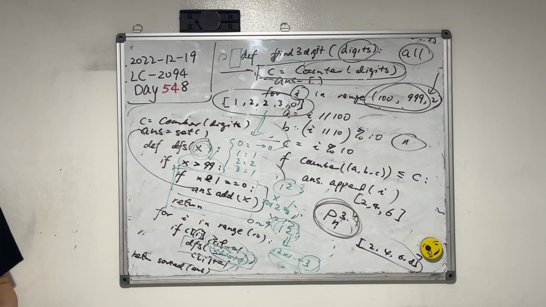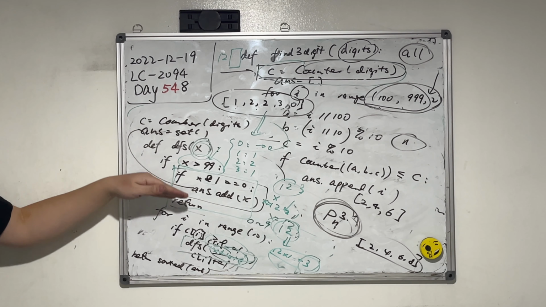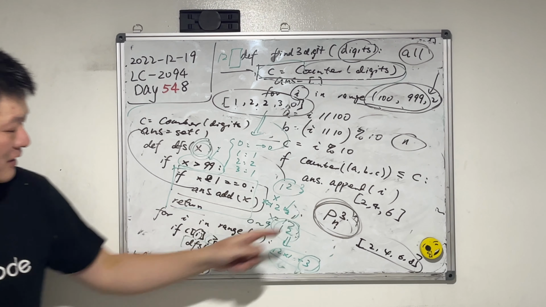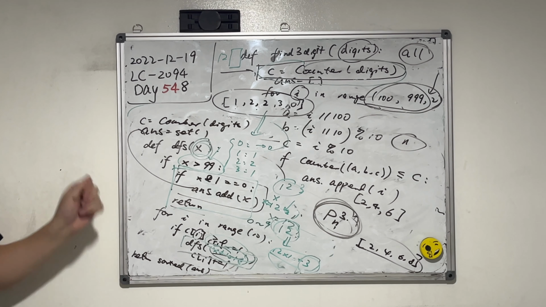Which line of code says it's a permutation of 3 digits? From where can you see it's a 3-digit permutation?